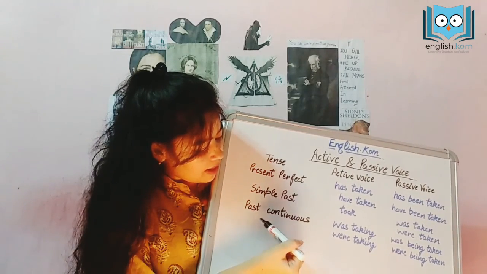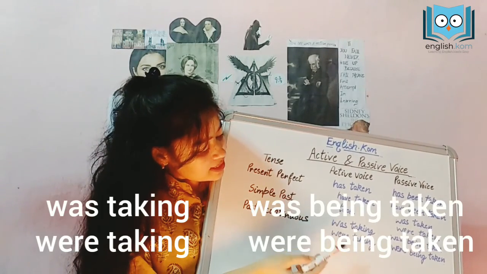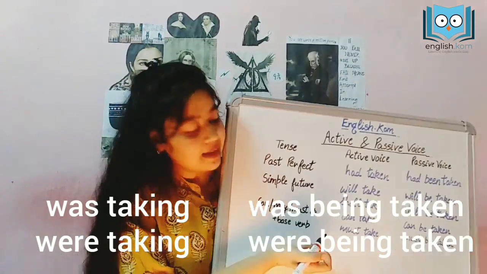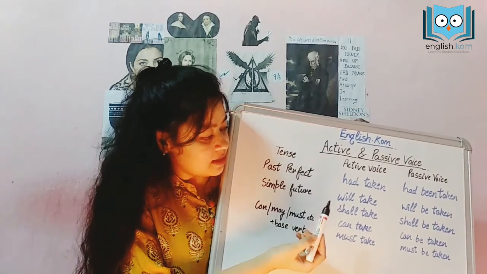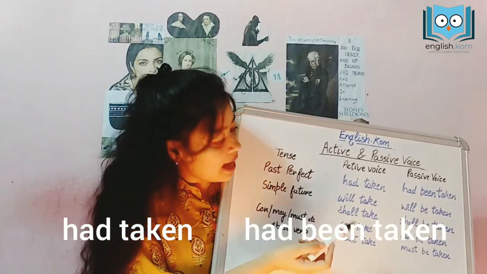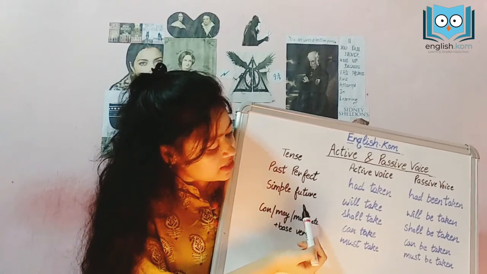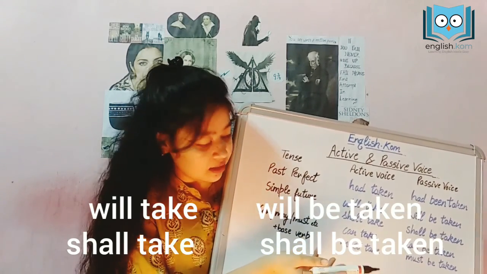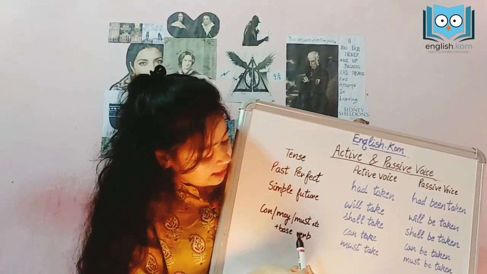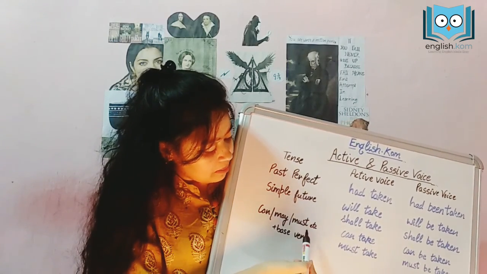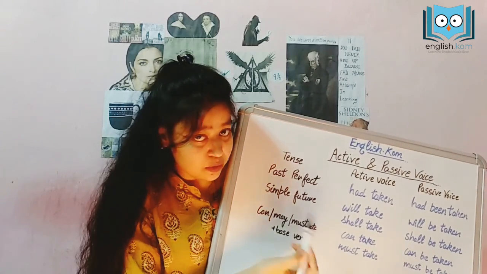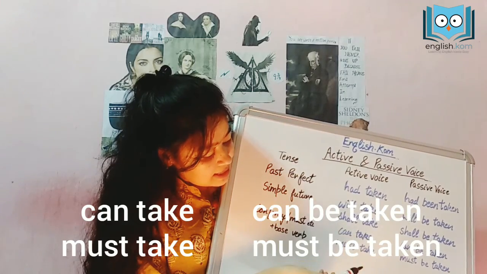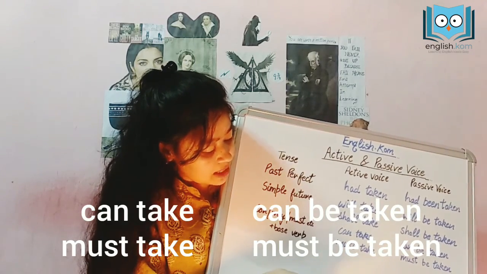Then we have past continuous. In this, was taking and were taking gets converted to was being taken and were being taken. And now we have past perfect tense in which had taken becomes had been taken. Then we have simple future. In this, will take or shall take becomes will be taken and shall be taken. At last we have can, may, must, etc. These come under modals plus the base verb. In this, can take and must take becomes can be taken and must be taken.